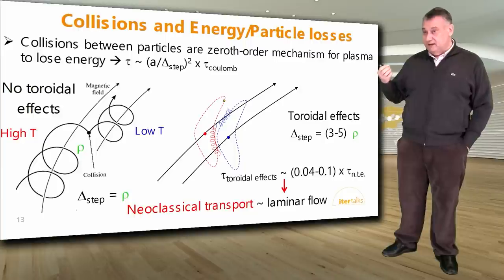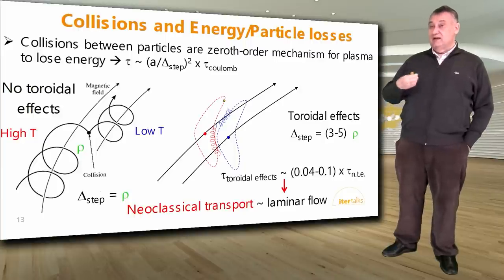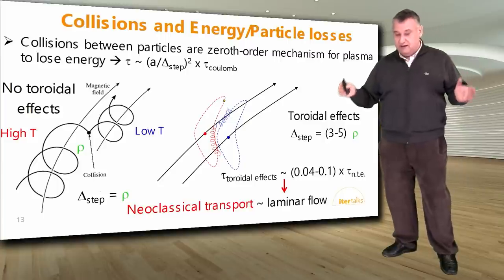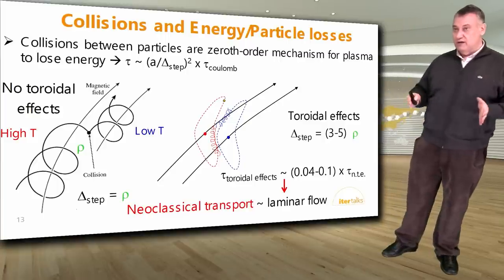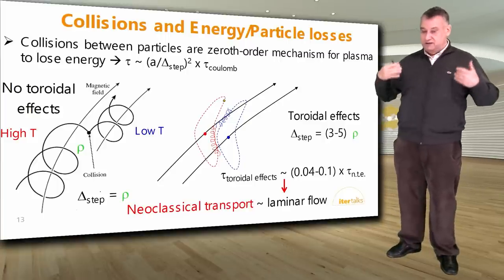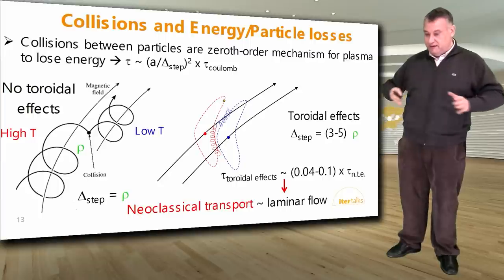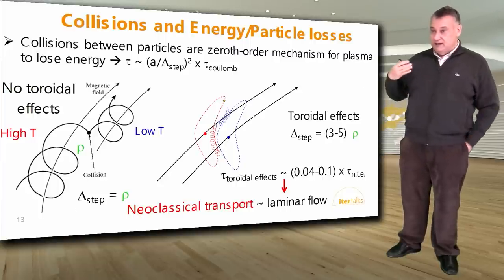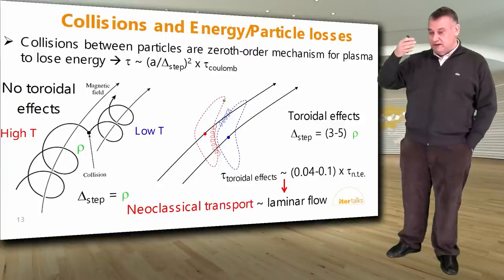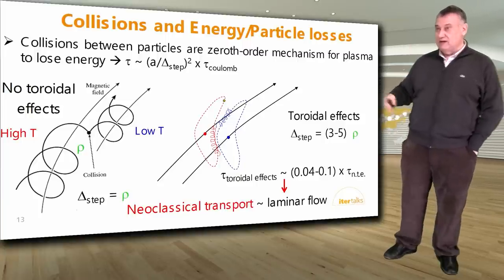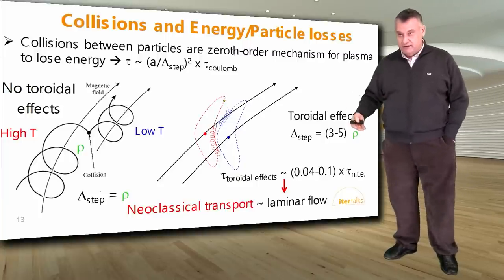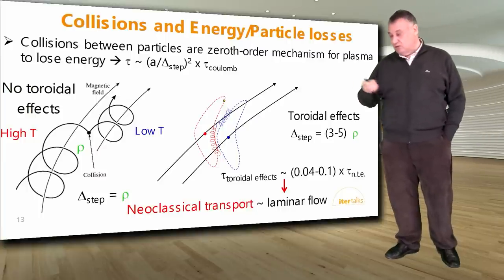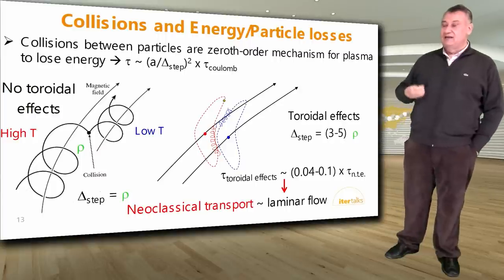and it has a very large effect on the amount of heat that the plasma can lose, because the amount of heat that the plasma can lose is related to the dimensions of the plasma divided by this step square. So if you make a step which is 5 times larger, because you are in a torus and the magnetic field has a toroidal shape, the time for the energy to go out of the plasma actually decreases by a factor of 25.